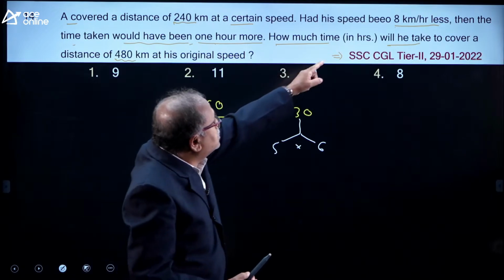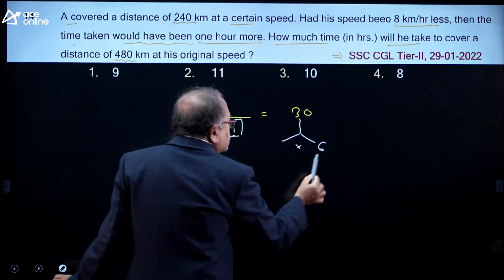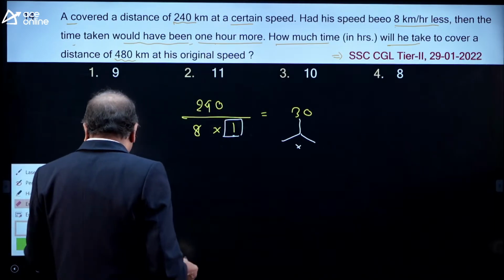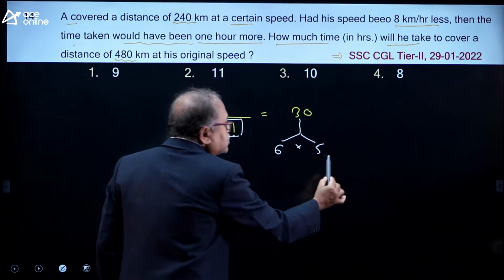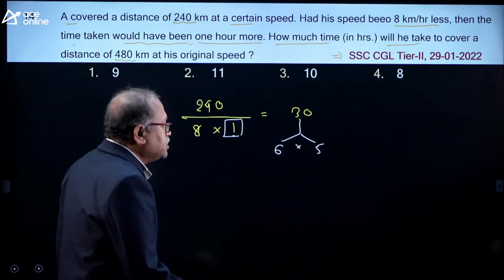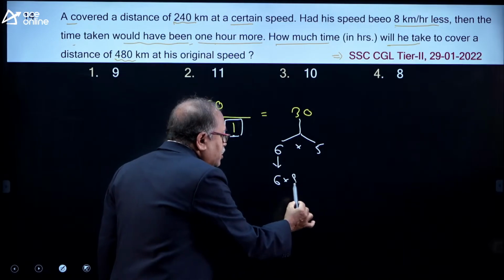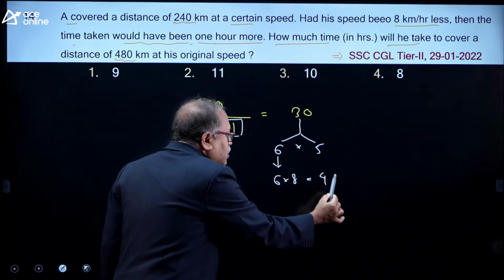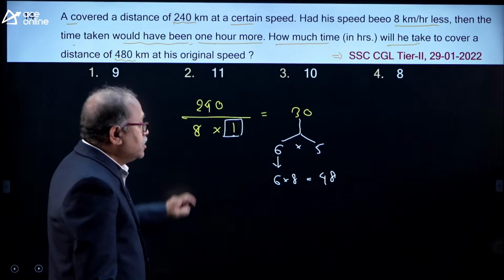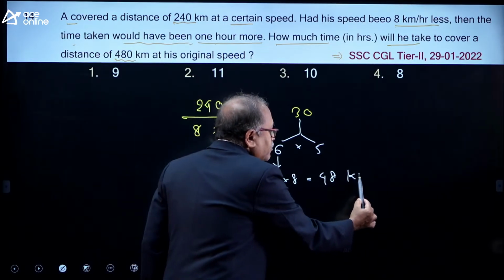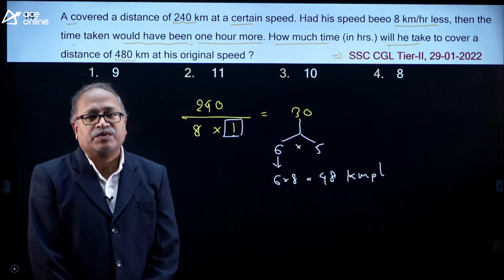In the second case the speed is reduced. So, here I will take 6 and here 5. This is 6 and this is 5. In the second case, the speed is reduced. That means the original time is 6. Now, 6 into 8, 48. What is that 8 over here? This 8. So, this is the speed. 48 kilometer per hour is the speed.